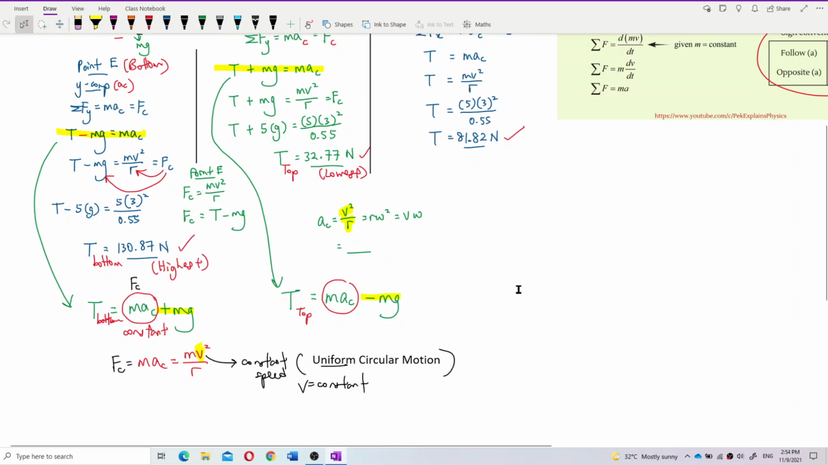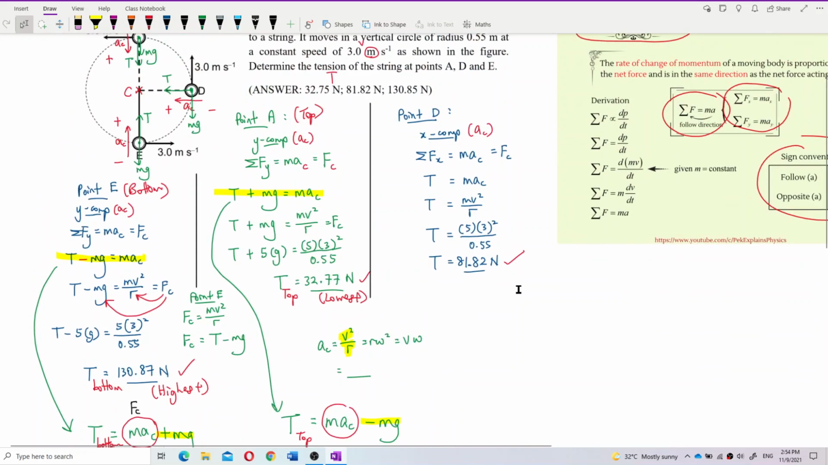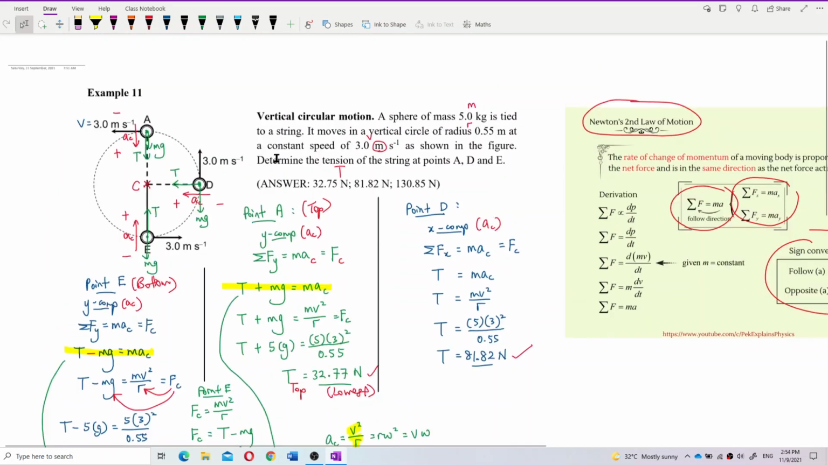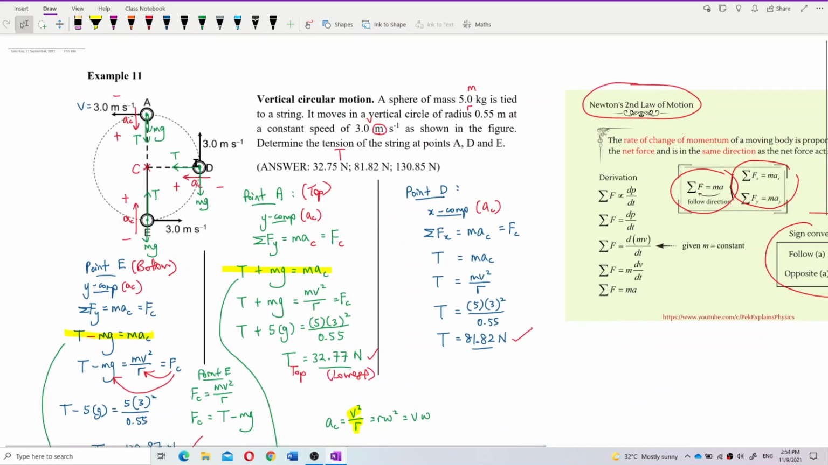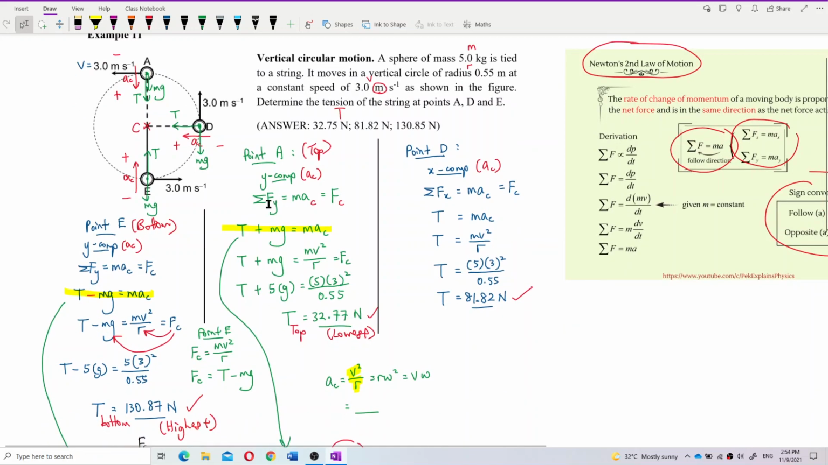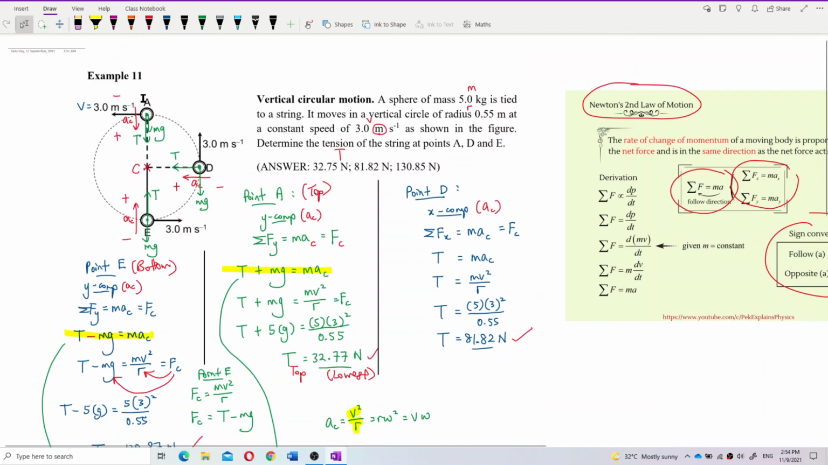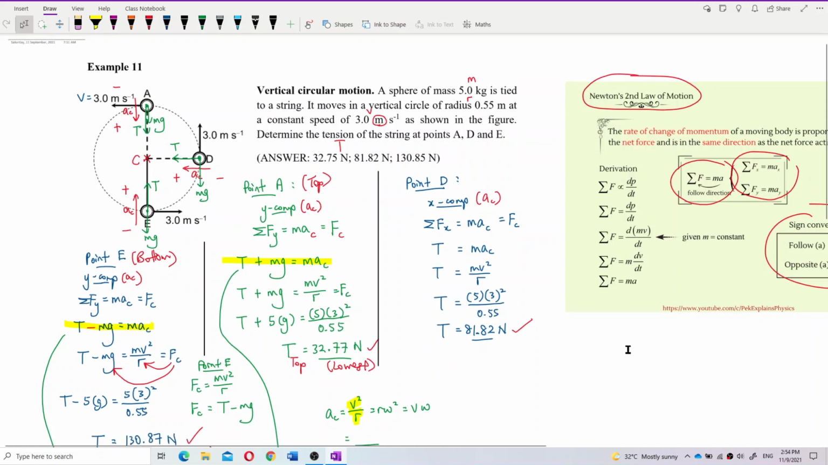Okay, so I hope you understand. The important thing is you must draw the free body diagram. Identify which component, is it the x component or the y component, which has the centripetal acceleration. There you can find the centripetal force. There you can find the resultant force, which is the centripetal force. Okay, so that's all for these questions.